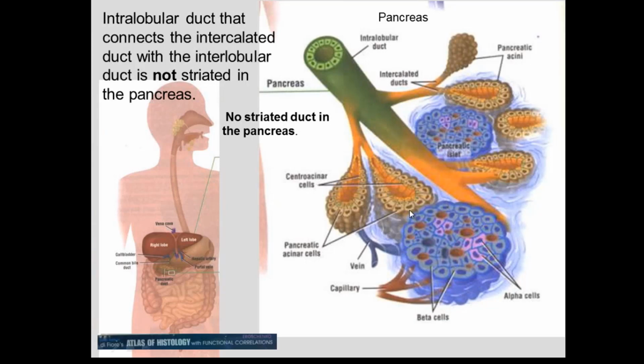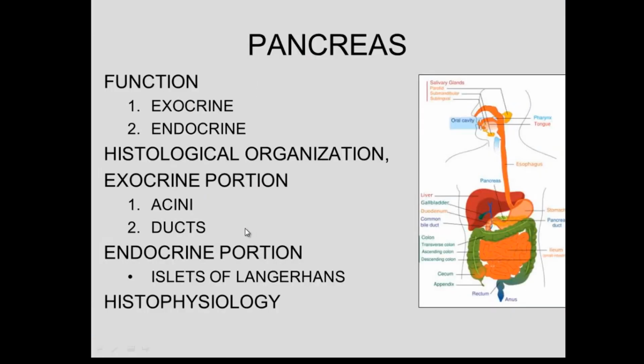You have the islets of Langerhans, and you have the pancreatic acinar cells, and these acinar cells empty into an intercalated duct. And then that empties into an intralobular duct, but the intralobular duct is not striated. There's no striated duct in the pancreas. The intralobular duct connects the intercalated duct with the interlobular duct, but it's not striated in the pancreas.